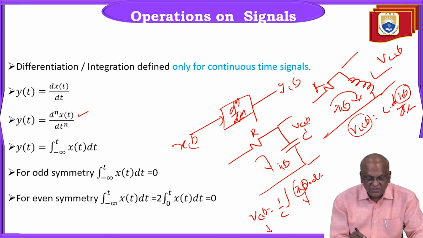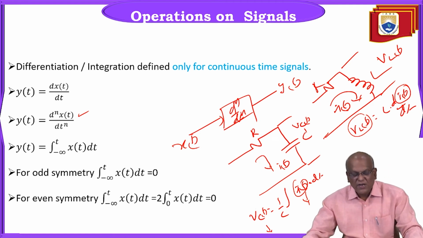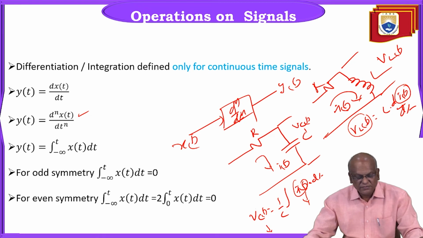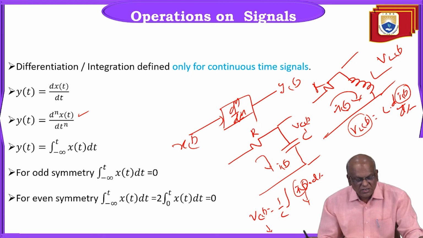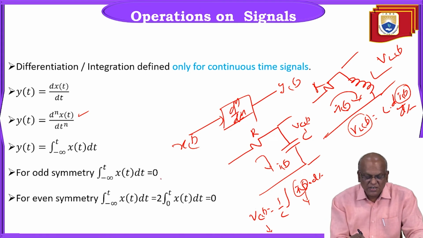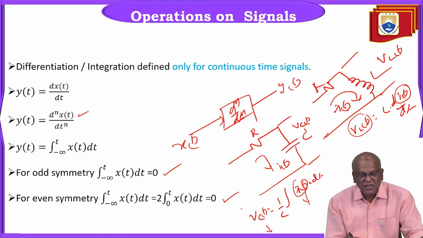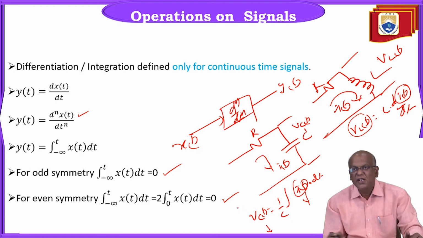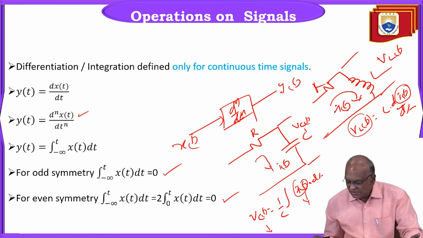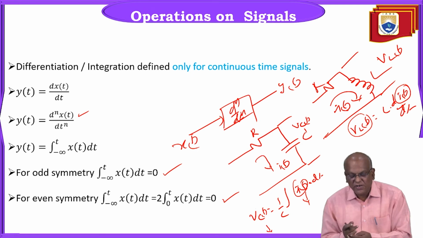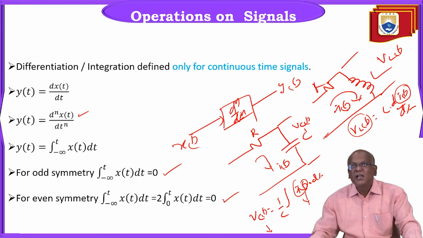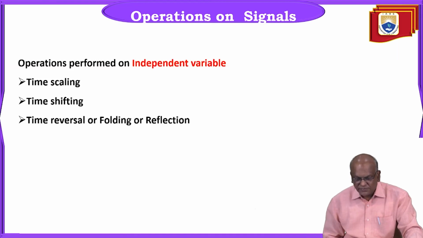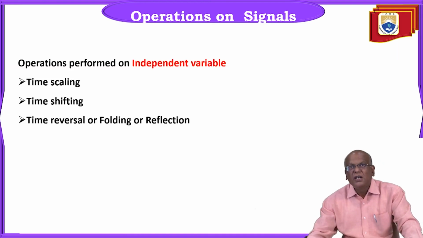Okay, next you see this. Suppose one finds the area under any signal. If the signal is odd, with odd symmetry, the area under the signal equals 0. In the case of even signals, the area under the signal equals twice the area on either side of the signal. This was already discussed in the even-odd property. This is about the operations on the dependent variable.